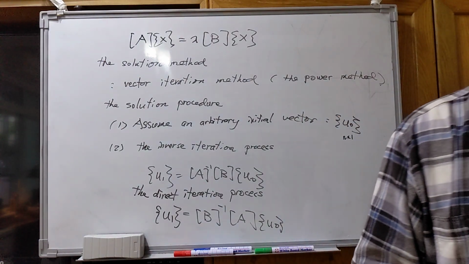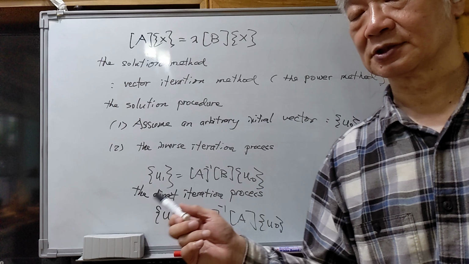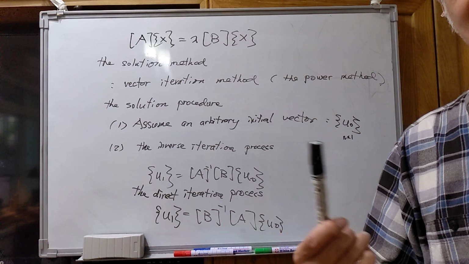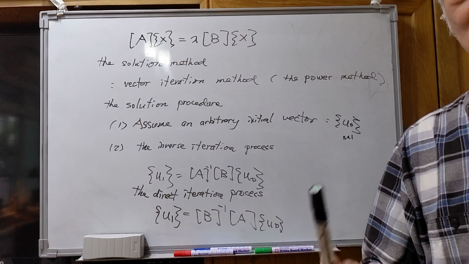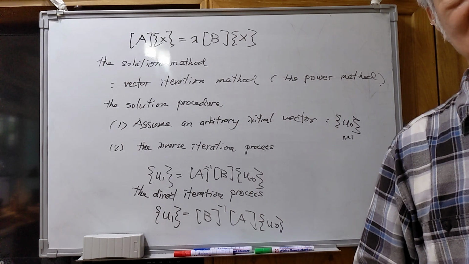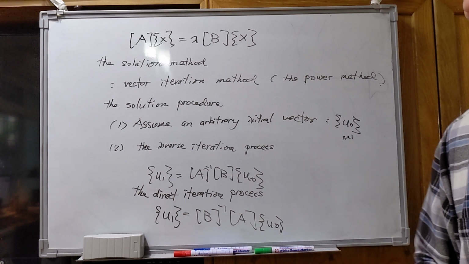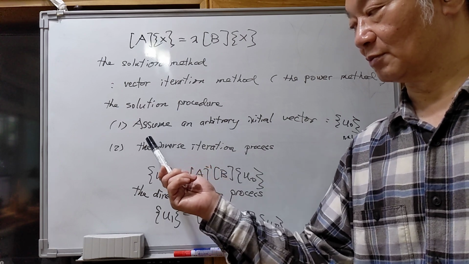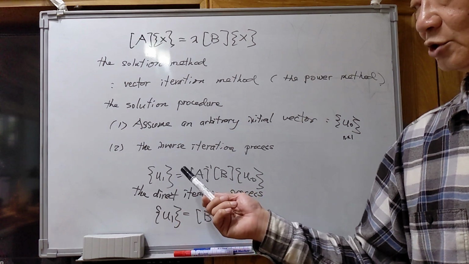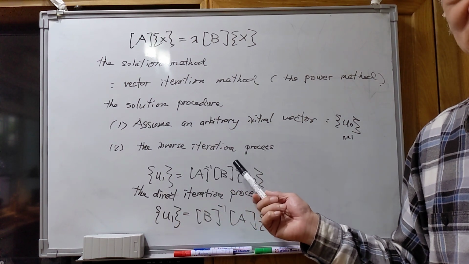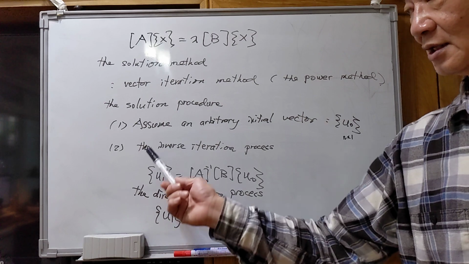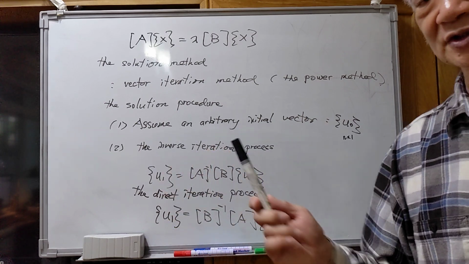Okay, so we can use both procedures, either inverse iteration method or the direct iteration method, and it will lead you to the different eigenpairs. However, the obtained solutions are always the eigenvalues and the eigenvectors. Okay, so most of the time we will choose to use the inverse iteration method. So the U1 will be the A inverse times B times U0. Okay, that's the most common solution procedure for the eigenvalue problems.